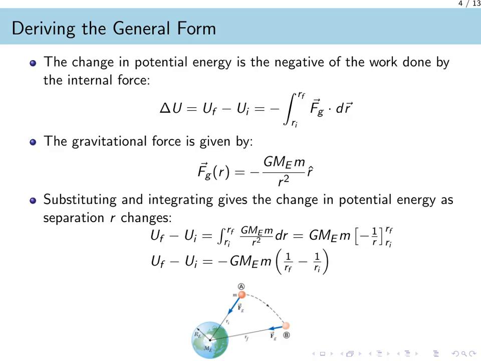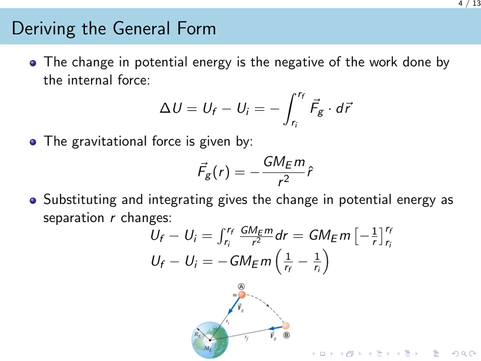Our starting point is the fundamental definition. The change in potential energy is the negative of the work done by the conservative force, in this case, gravity. We want to find this change as an object moves from an initial radial distance, r sub i, to a final distance, r sub f. First, we substitute the expression for the gravitational force, which is negative G times the mass of the Earth times the mass of the object, all over r squared. This force is directed radially inward.